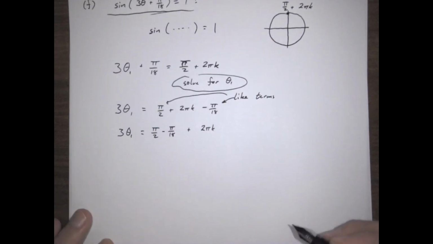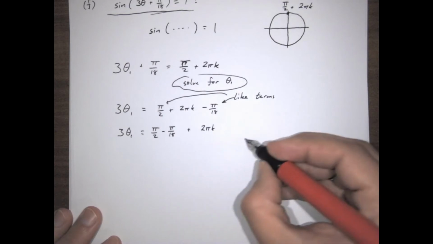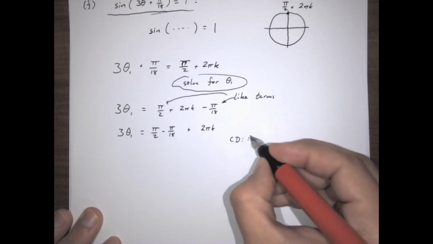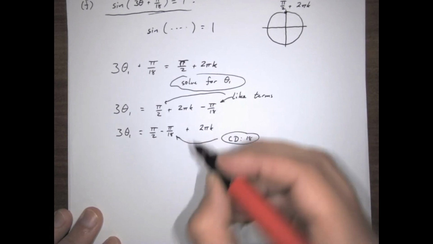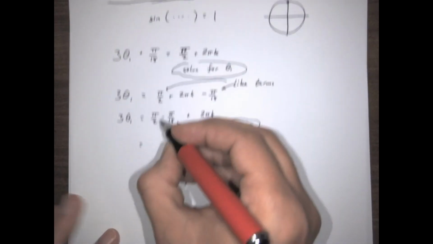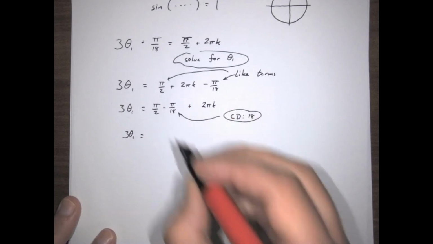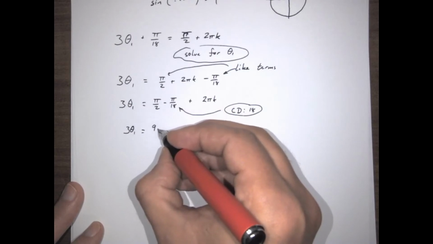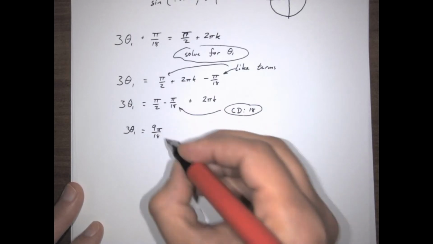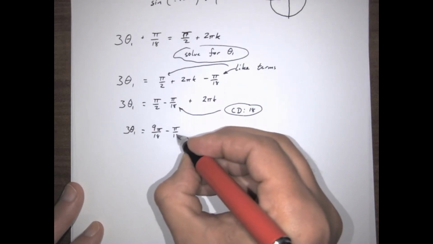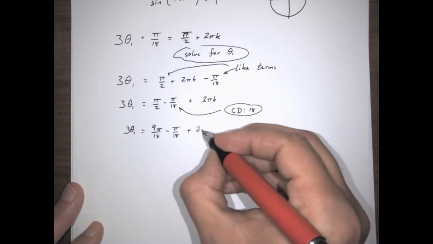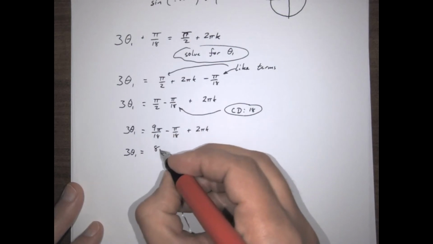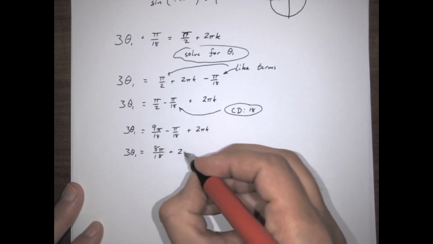And now here, a common denominator for these two fractions would be 18. Let me just think about how we would convert those. So pi over 2, we would have to multiply the denominator by 9, so we multiply the numerator by 9 as well. So it's 9 pi over 18 minus pi over 18 plus 2 pi k. And then that makes 8 pi over 18 plus 2 pi k.